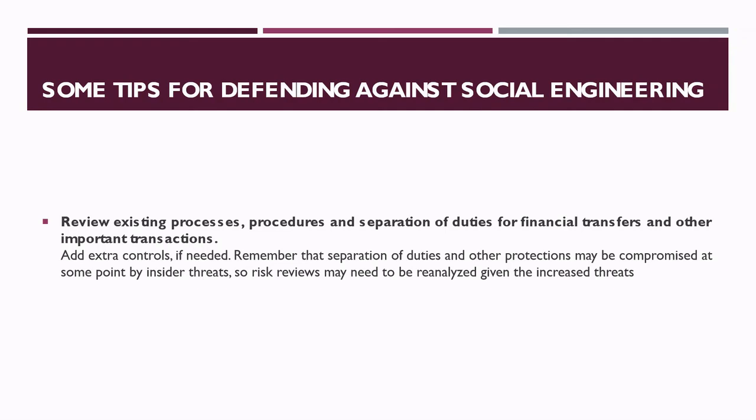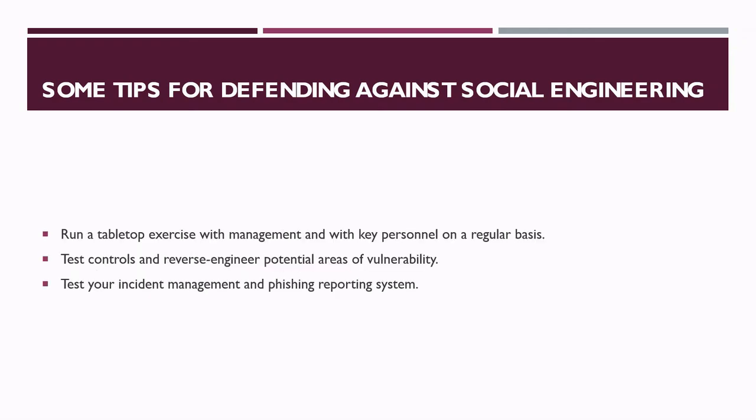Check the existing process: you have to check every process of personal transactions and financial transfers. Another way is physical: the protection may be compromised at some point by insider threats, so it can be risky. You have to review whether there is a need and reanalyze given the increased threats. Run a tabletop exercise with management and personnel on a regular basis, test your controls, reverse engineer potential areas of vulnerability, and test your incident management and phishing reporting system. You have to test these things on a regular basis.